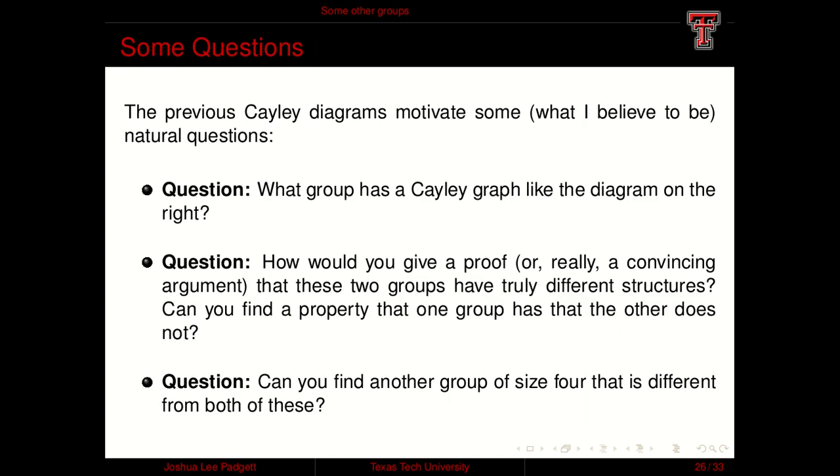So this, of course, motivates things that I consider to be natural questions, which are the following. What group has a Cayley graph like the diagram on the right? Well, we just said it was the integers modulo 4, where the action is addition modulo 4. How would you give a proof or a convincing argument that these two groups have truly different structures?